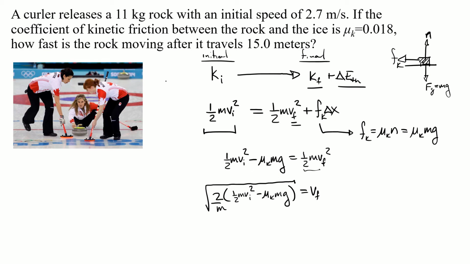Knowing our values, right? The mass is 11 kilograms. Vi, the initial speed, is 2.7 meters per second. Mu k is 0.018. Oops, I forgot delta x here. Forgive me. I forgot about that. And the delta x is 15 meters. So if we enter all those numbers in, and hopefully we can all use calculators at this point, this ends up being 1.41 meters per second.